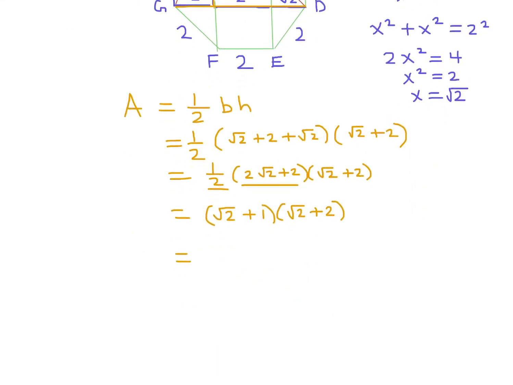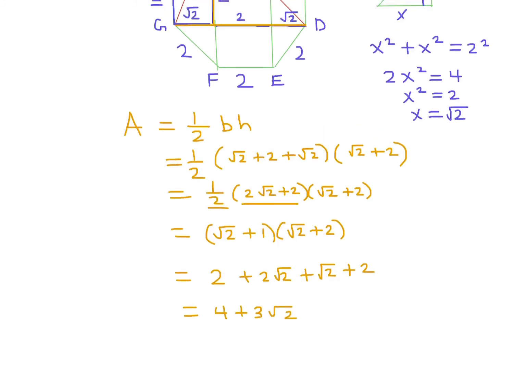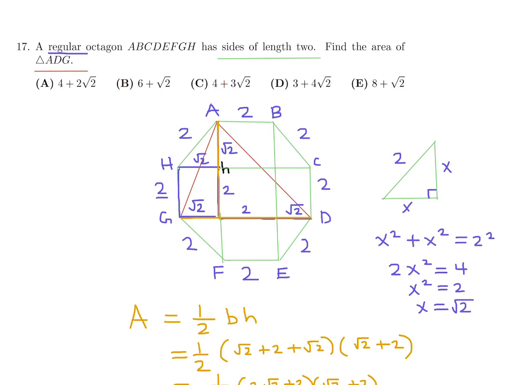That's okay. Root 2 times root 2 is 2. Root 2 times 2 is 2 root 2. 1 times root 2 is just root 2, plus 2. So this becomes 4 plus 3 root 2. 4 plus 3 root 2, and that would mean 17 is C.